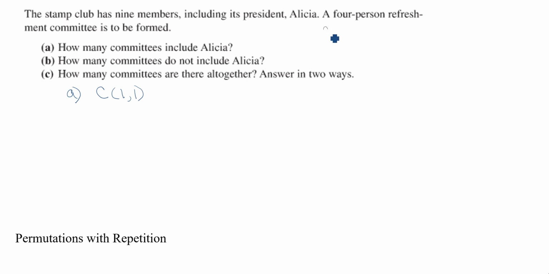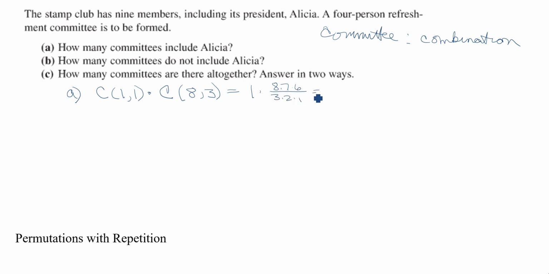And usually on a committee, order does not matter, so it's a combination. So that's Alicia, and in addition to Alicia, and means I'm multiplying, there are 8 other members, and we need 3. So this becomes 1 times 8 combination 3, which is 8, 7, 6 over 3, 2, 1. So that'll give me 56.